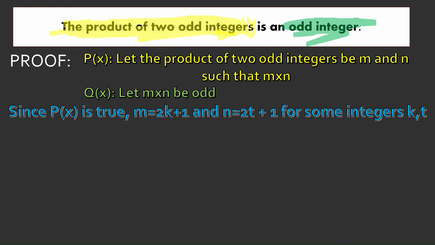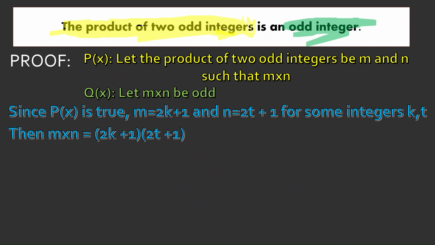Then we say since P of X is true, because you have to state that P of X is true for a direct proof, then we're going to say m equals 2k plus 1. And what's our P of X? That the product is odd. That is why we have 2k plus 1. If it was even, it would just be 2k. In this case, it's m equals 2k plus 1 and n equals 2t plus 1 for some integers k and t. And then we simply solve for m and n.